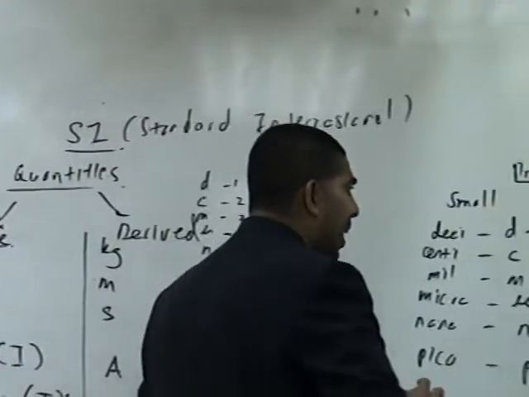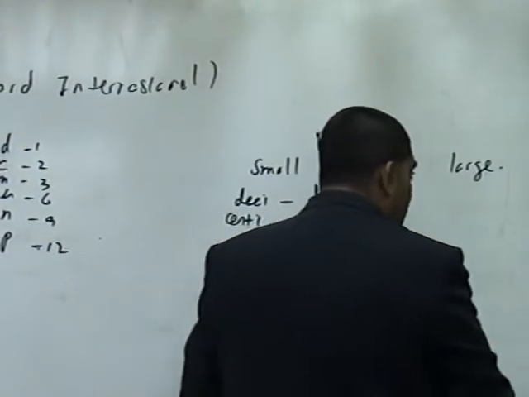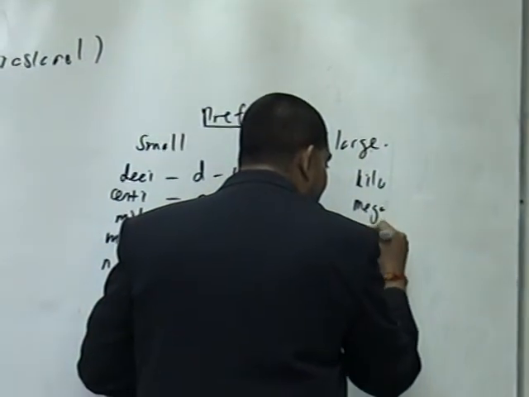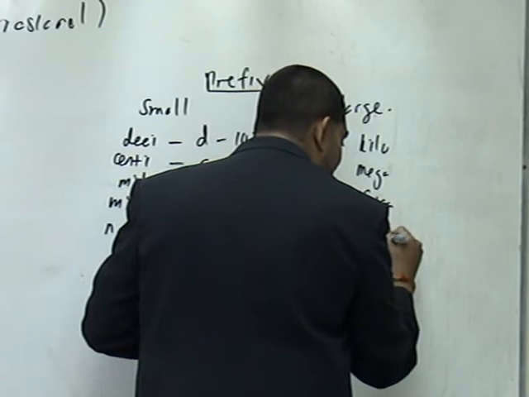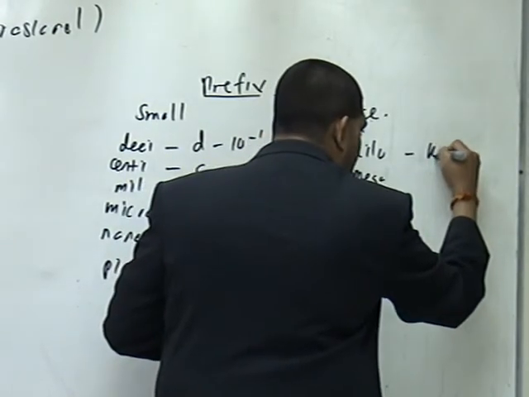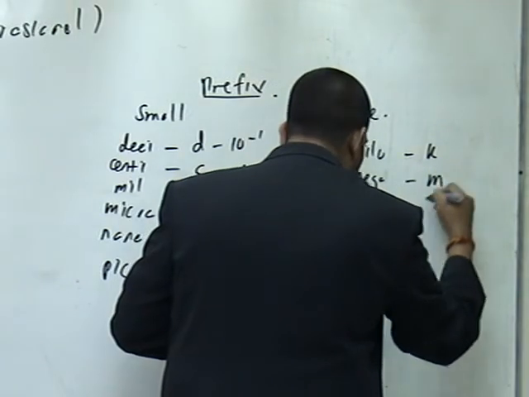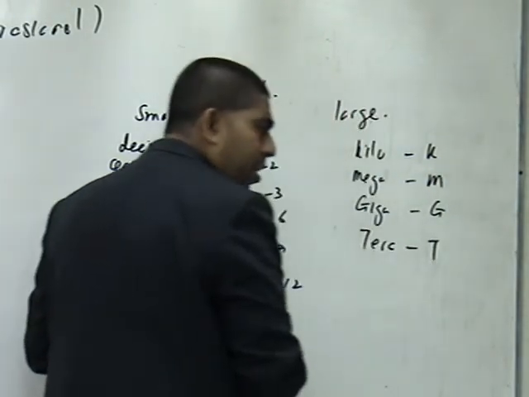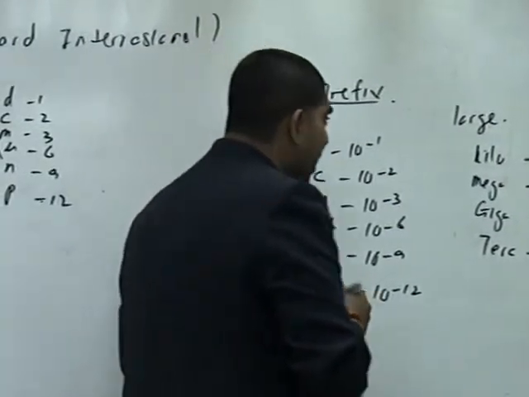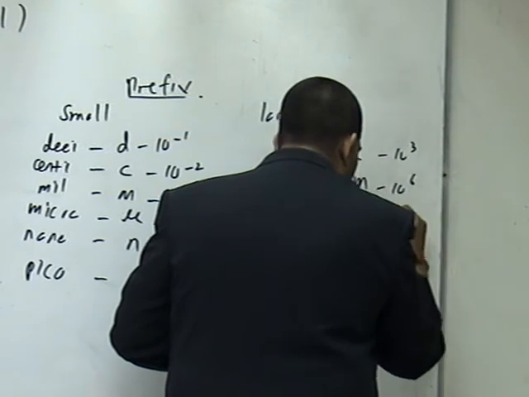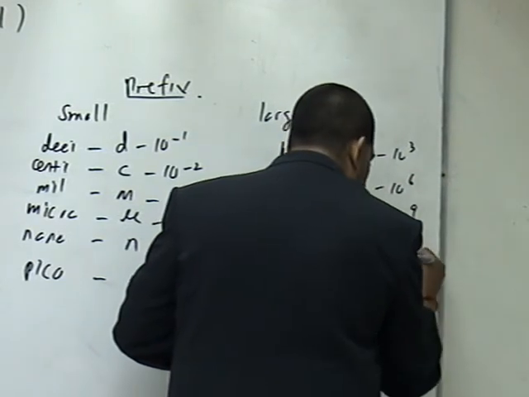Now let's go to the larger prefixes, alright, which are kilo, mega, giga, tera. Kilo is given capital K, this is capital M, this is capital G, and this is capital T. Can you see that, students? And this is 10 to the power of 3, 10 to the power of 6, 10 to the power of 9, 10 to the power of 12.